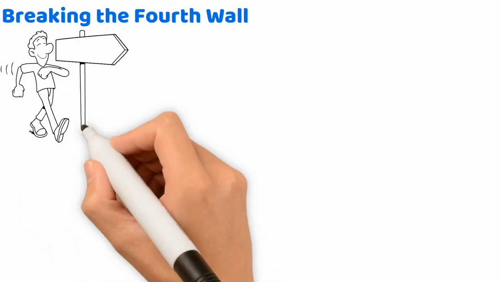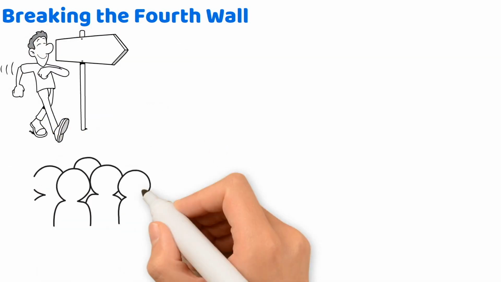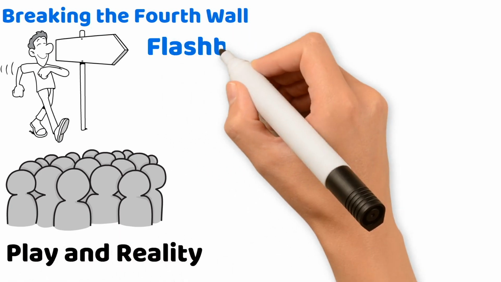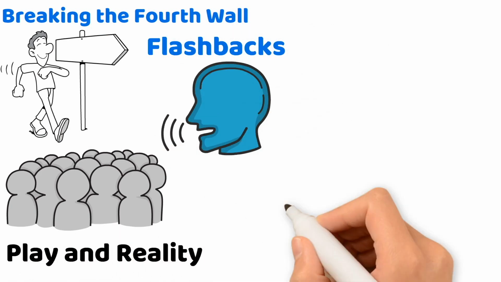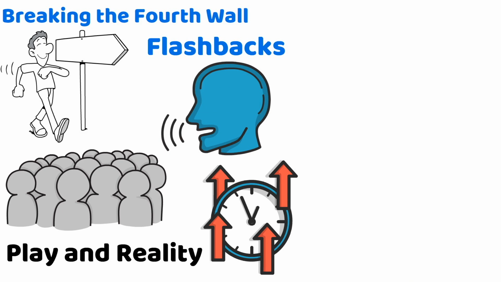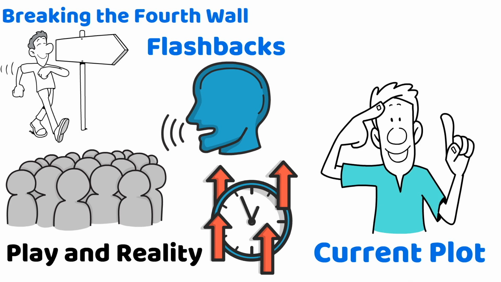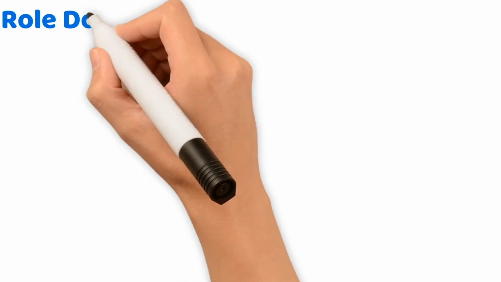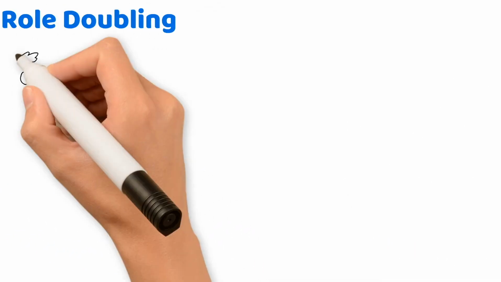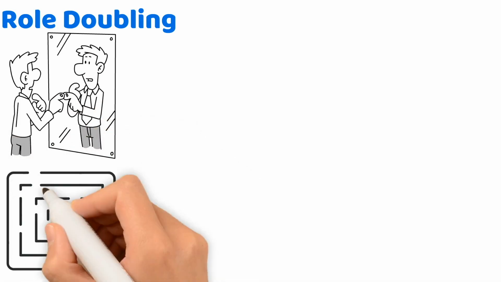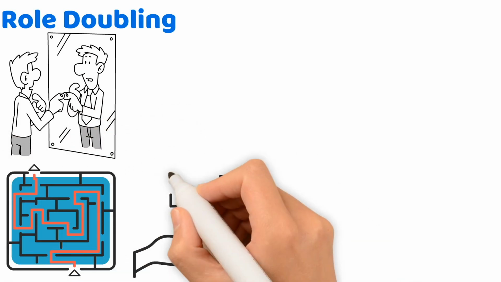Characters step out of their narrative world and speak directly to the audience, merging the realms of play and reality. Flashbacks offer a narrative tool that transports the audience back in time to uncover critical backstory or past events, enriching the current plot and deepening the audience's understanding of the character's motivations and the storyline. Role doubling is fascinating too. Here, an actor portrays multiple characters, adding a layer of complexity to the performance and offering economic benefits to the production.